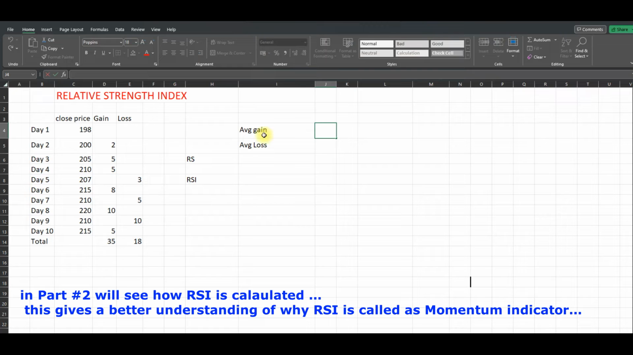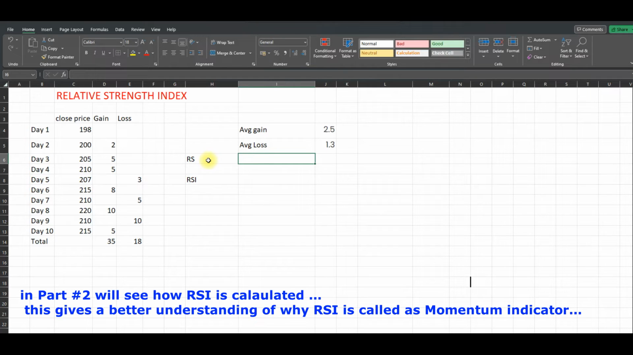Now the formula for getting the average gain is the sum of gains divided by 14, so that is 35 divided by 14, which is 2.5. And the average loss is the sum of losses divided by 14, so 18 divided by 14, which is 1.3. Now we got the average gain and the average loss.